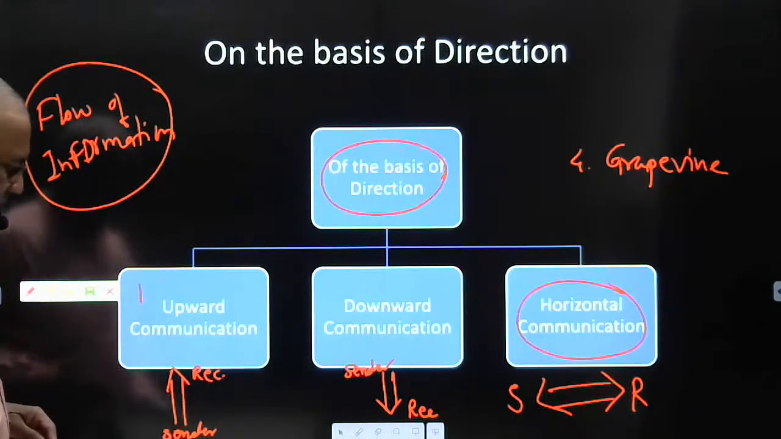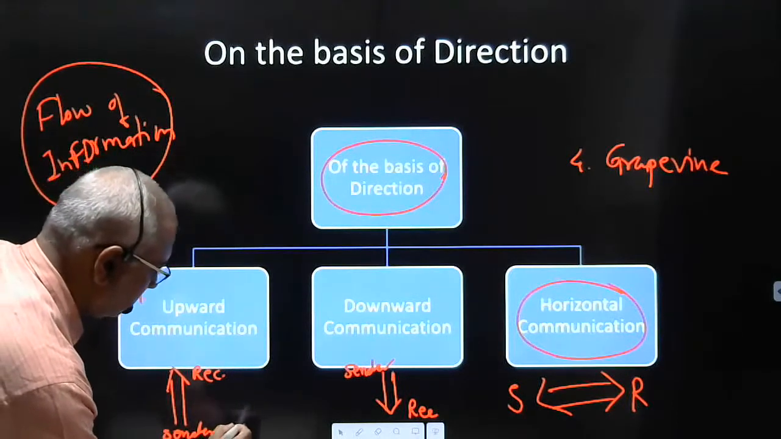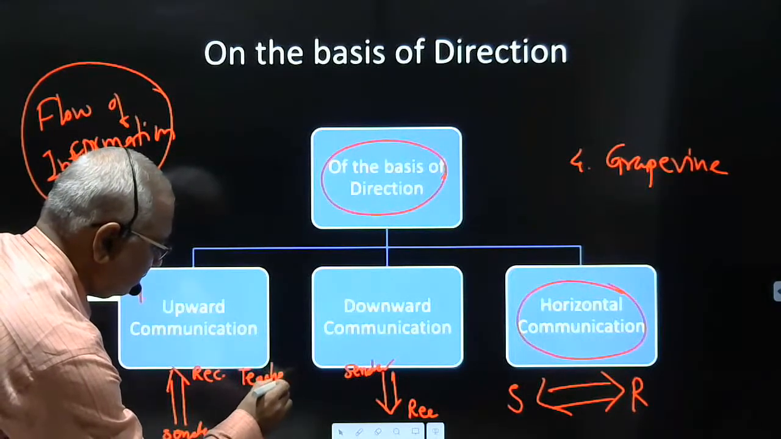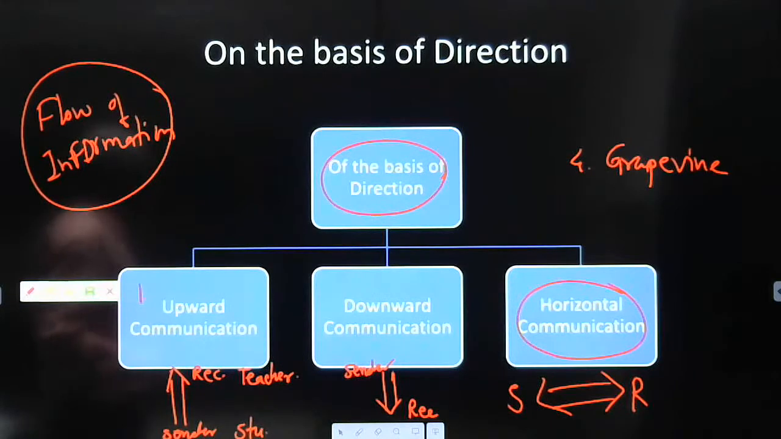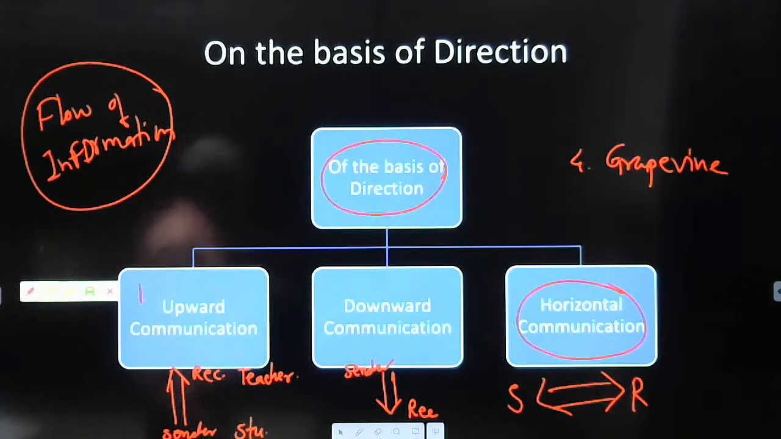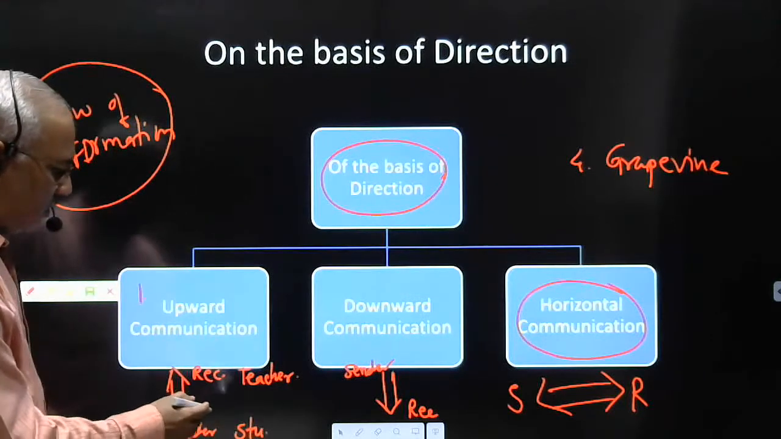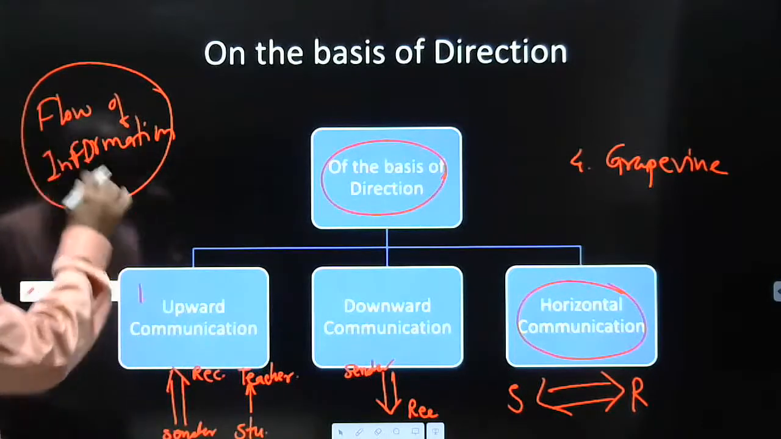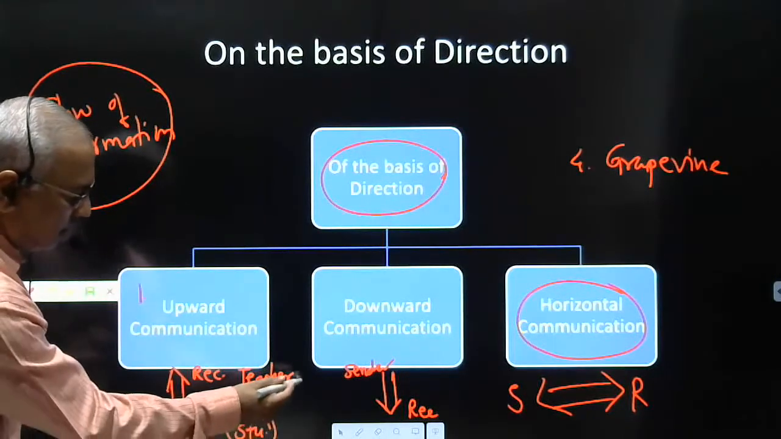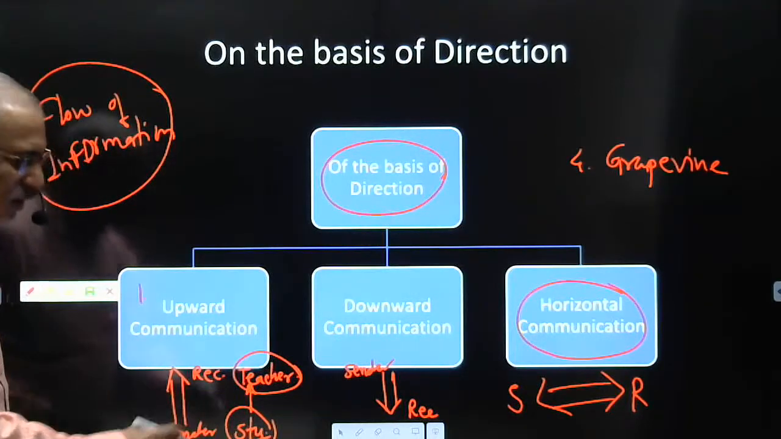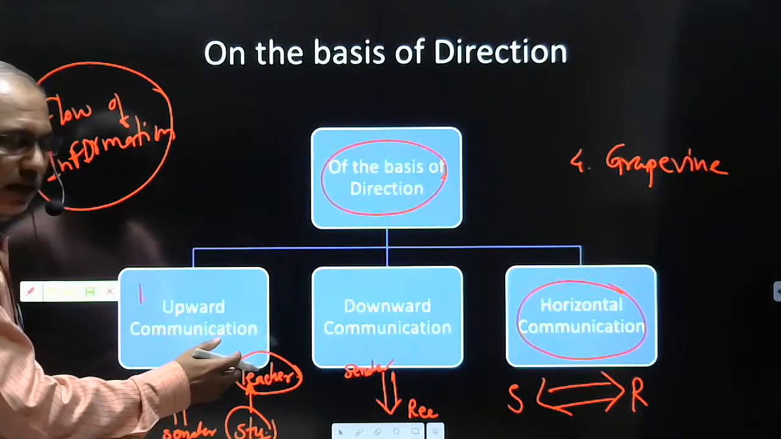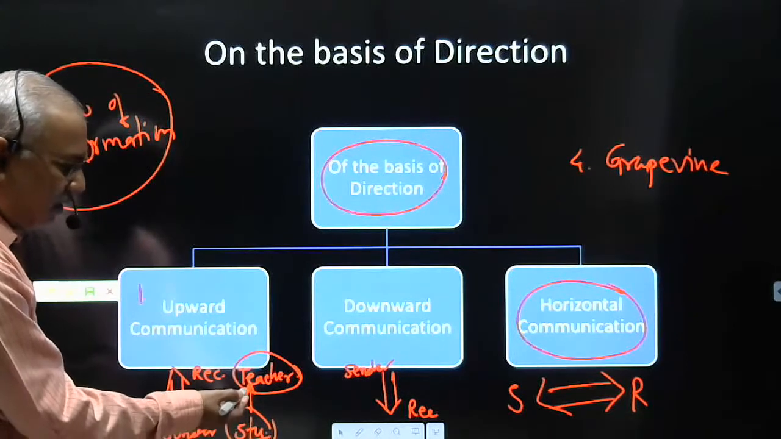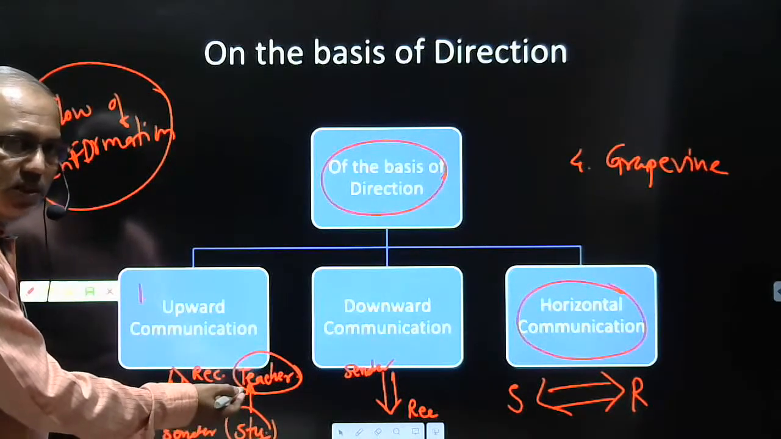Okay, so the first one is upward communication. Say for example, students are here and they are talking with the teacher. What is happening here? Students are requesting something from the teachers. So this type of communication will be called upward communication. Why? Because in this particular communication, the flow of communication is from the lower side to the higher side. Here, students are considered to have lower authority than the teacher, and the teacher has higher authority, and therefore the flow of communication will be in the form of requests, queries, suggestions, whatever it may be.